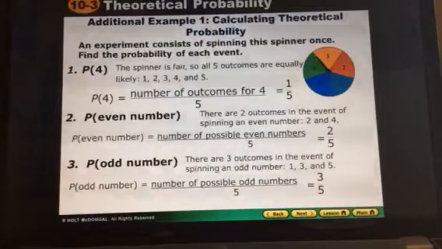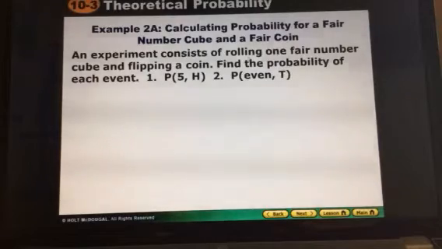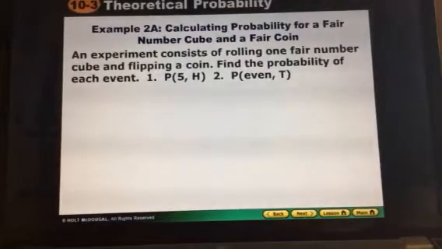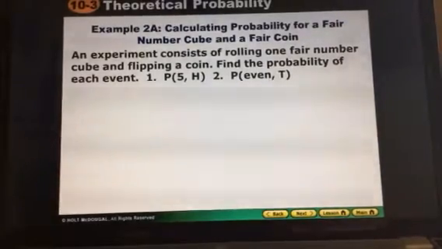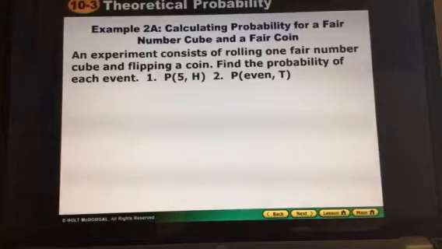All right, the next example, we've got an experiment that consists of rolling one fair number cube and flipping a coin. Find the probability of each event. So there are 2 different events here that you're supposed to find the probability of. And one of those events is the probability of rolling a 5 and then flipping a head. And then the second one they want you to find is the probability of an even number and a tail. The roll of the die, the flip of the coin.